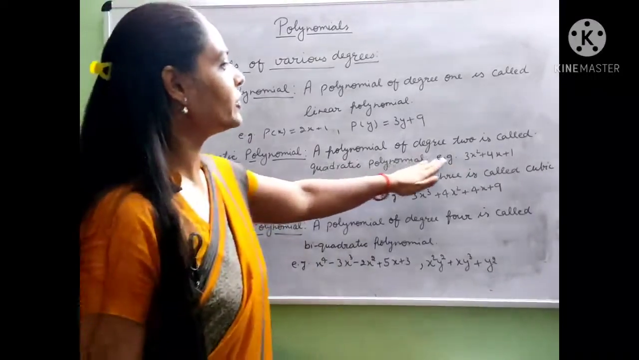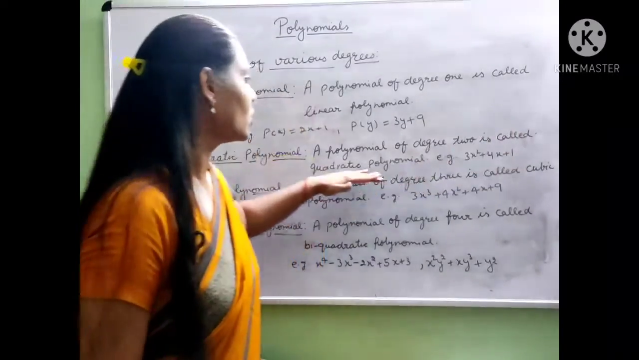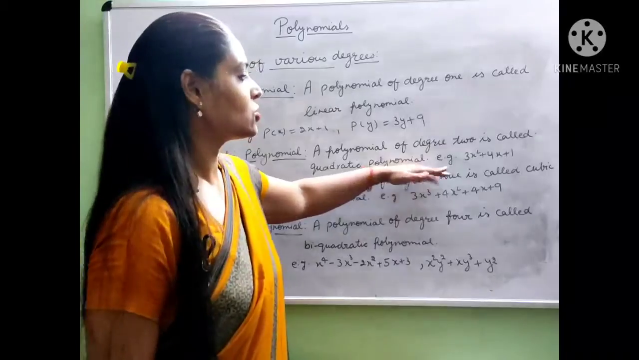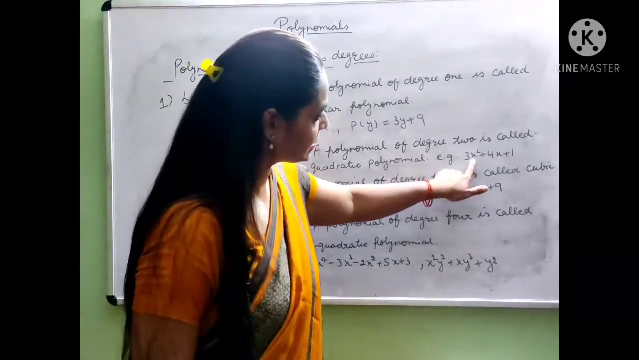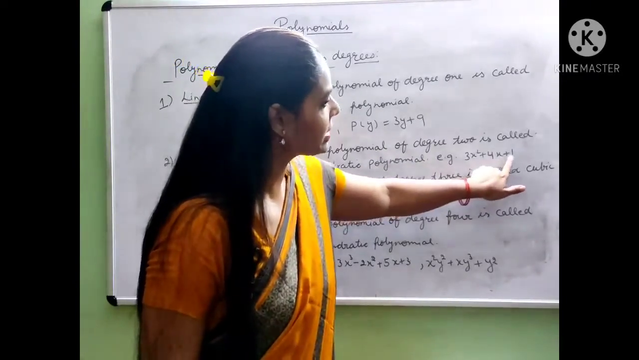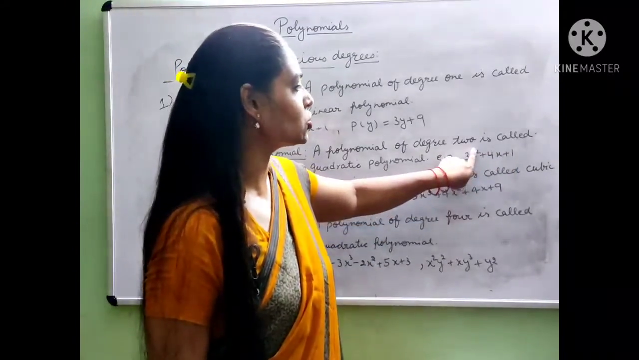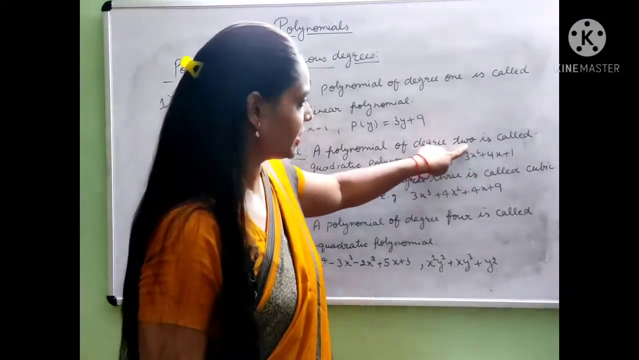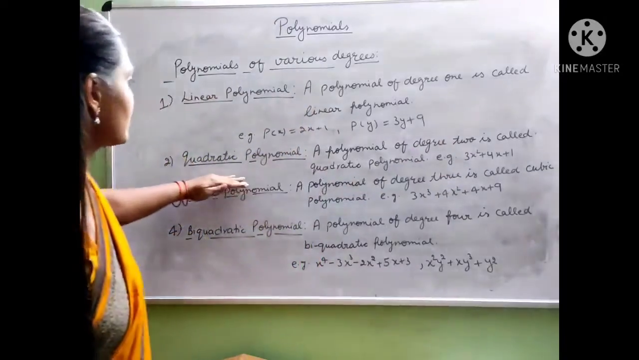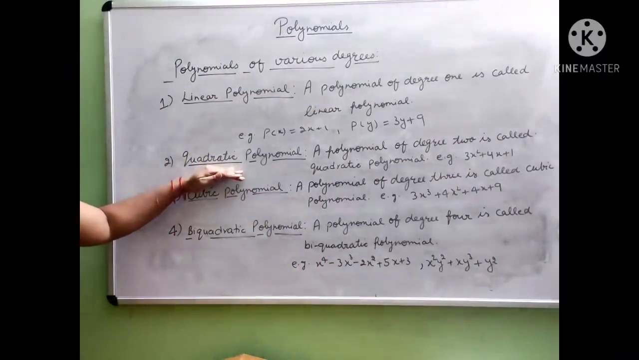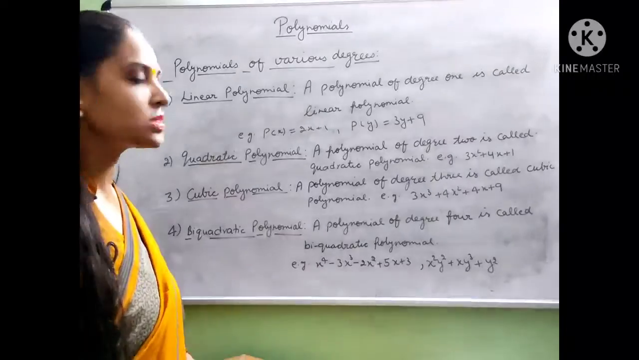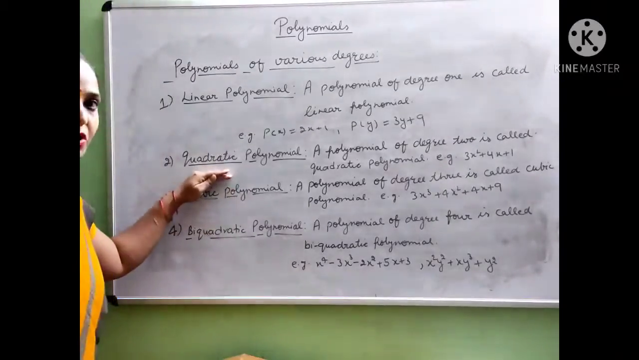Second one is quadratic polynomial. A polynomial of degree 2 is called a quadratic polynomial. Let's take an example: 3x square plus 4x plus 1. Here the highest power of the variable is 2. So on the basis of the degree, it is called a quadratic polynomial. A polynomial having degree 2 is called a quadratic polynomial.